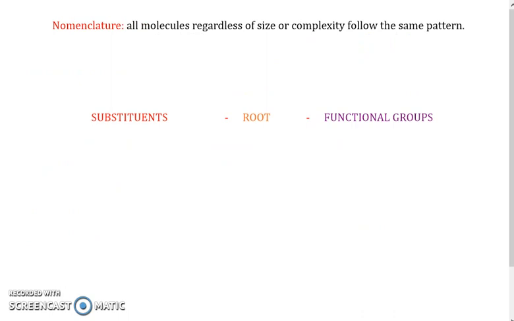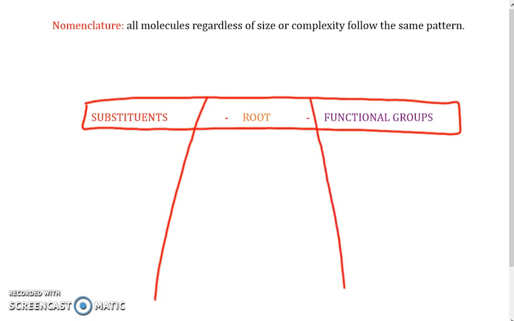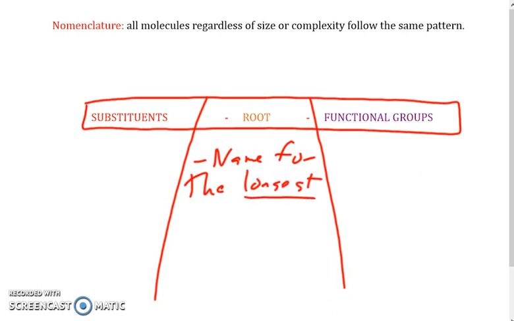Now this giant piece right here is going to be the pattern we follow for all naming for organic chemistry. Now I don't want to go through every detail of the entire unit, so what I want to focus on today is the root. The first thing we're going to talk about with the root is where we have the name for the longest carbon chain.